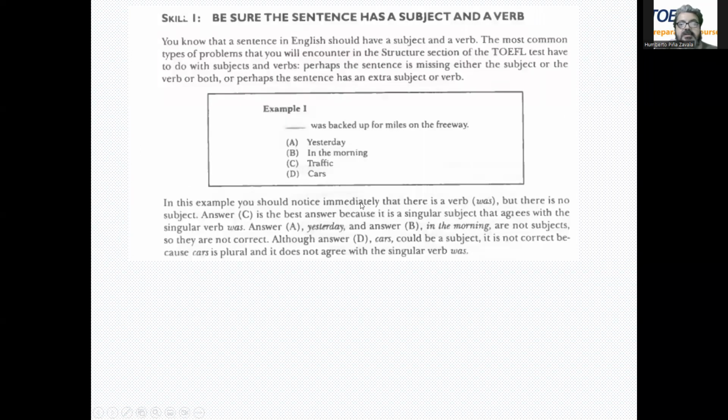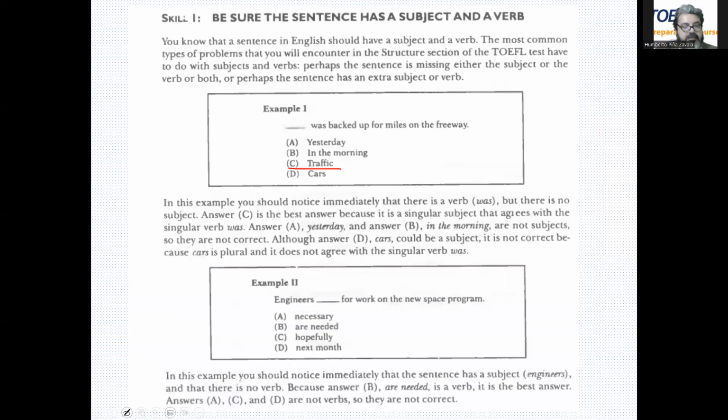So in this example, you should notice immediately that there is a verb, was, but there is no subject. Answer C is the best answer because it is a singular subject that agrees with the singular verb was. Answer A, yesterday, and answer B, in the morning, are not subjects, so they are not correct. Although answer D, cars, can be a subject, it is not correct because cars is plural and it does not agree with the singular verb was. So, traffic it is.